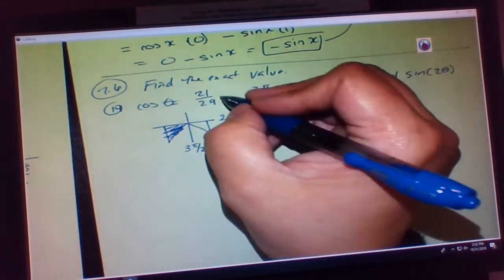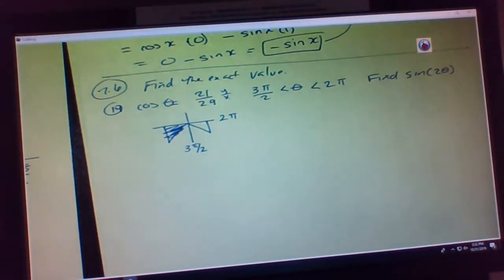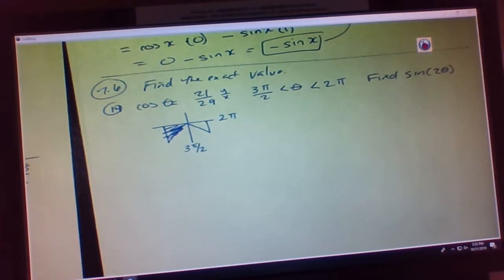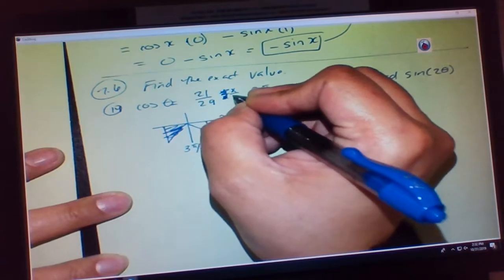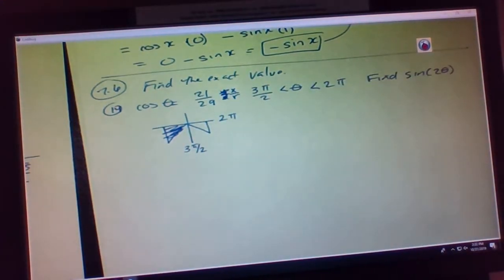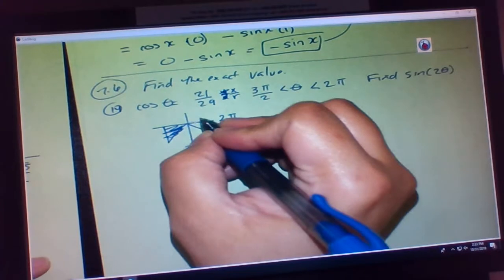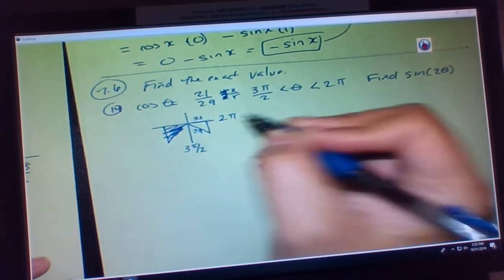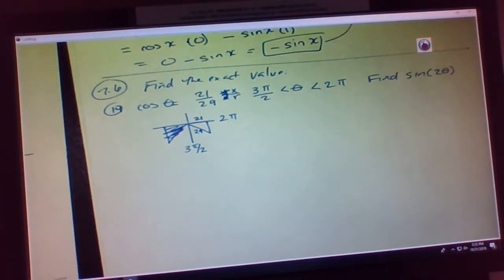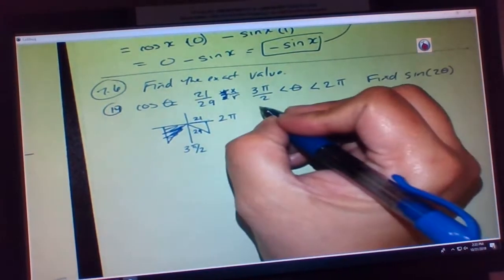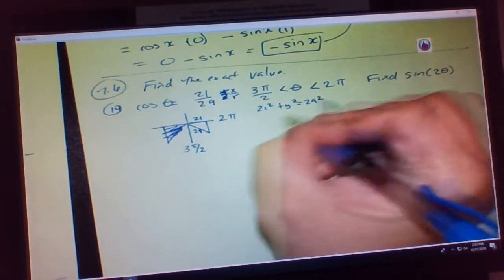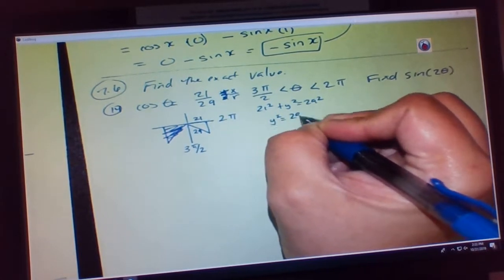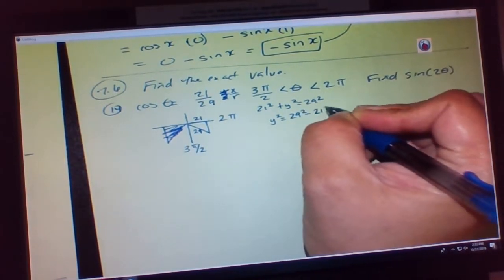Now cosine is y over x. Do we agree? No, just kidding. The cosine is x over r. I don't know why I'm thinking tangent. X over r. So sorry. So my x is 21. My radius is 29. I have to figure out who my y is going to be. So I have 21 squared plus y squared equals 29 squared. Y squared equals 29 squared minus 21 squared.